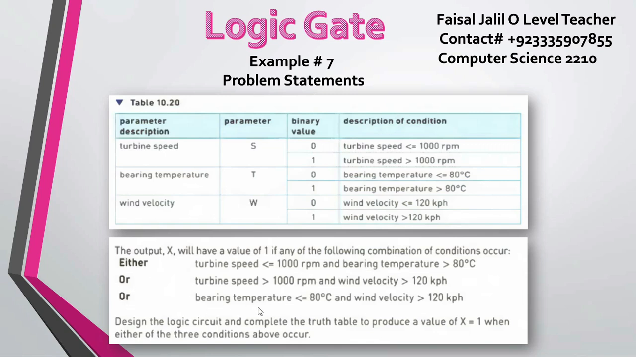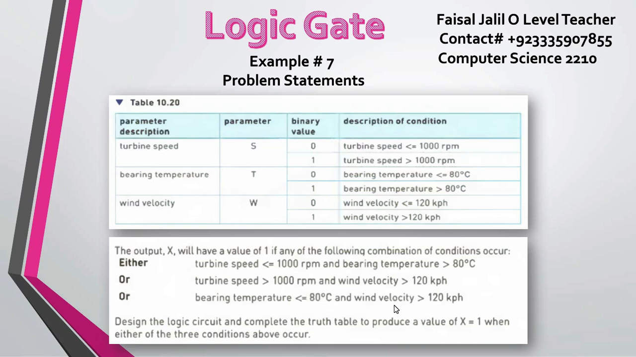Now, bearing temperature is less than or equal to 80 degrees Celsius. Bearing temperature is represented by T, so instead of writing bearing temperature you write T. Now we have to check the binary value of T. We read that bearing temperature is less than or equal to 80 degrees Celsius, which means 0. So we write T is equal to 0. And what we have over here is an AND gate, so we just write AND gate.